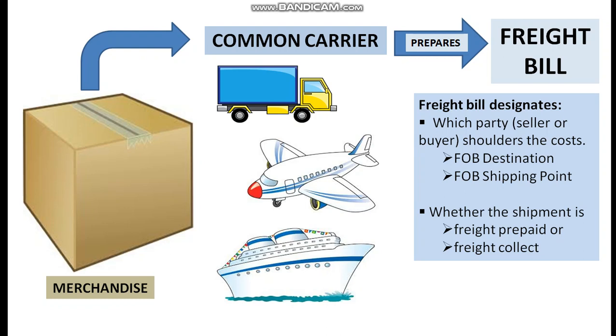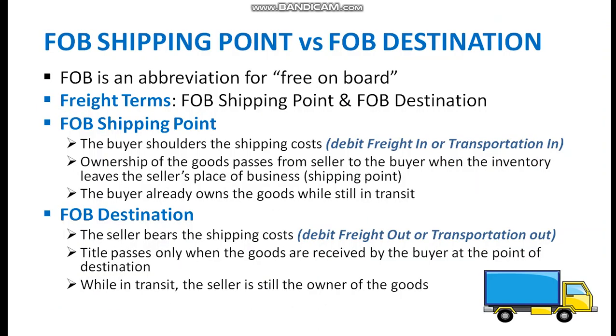So, dito meron tayong dalawang freight terms, ang FOB destination at FOB shipping point. The freight bill also designates whether the shipment is freight prepaid or freight collect. So, makikita nyo dyan, there are four terms. FOB destination and FOB shipping point, then freight prepaid and freight collect. So, pag-aaralan natin itong apat na terms. So, FOB shipping point versus FOB destination. So, ano bang ibig sabihin ng FOB? FOB is an abbreviation for free on board.